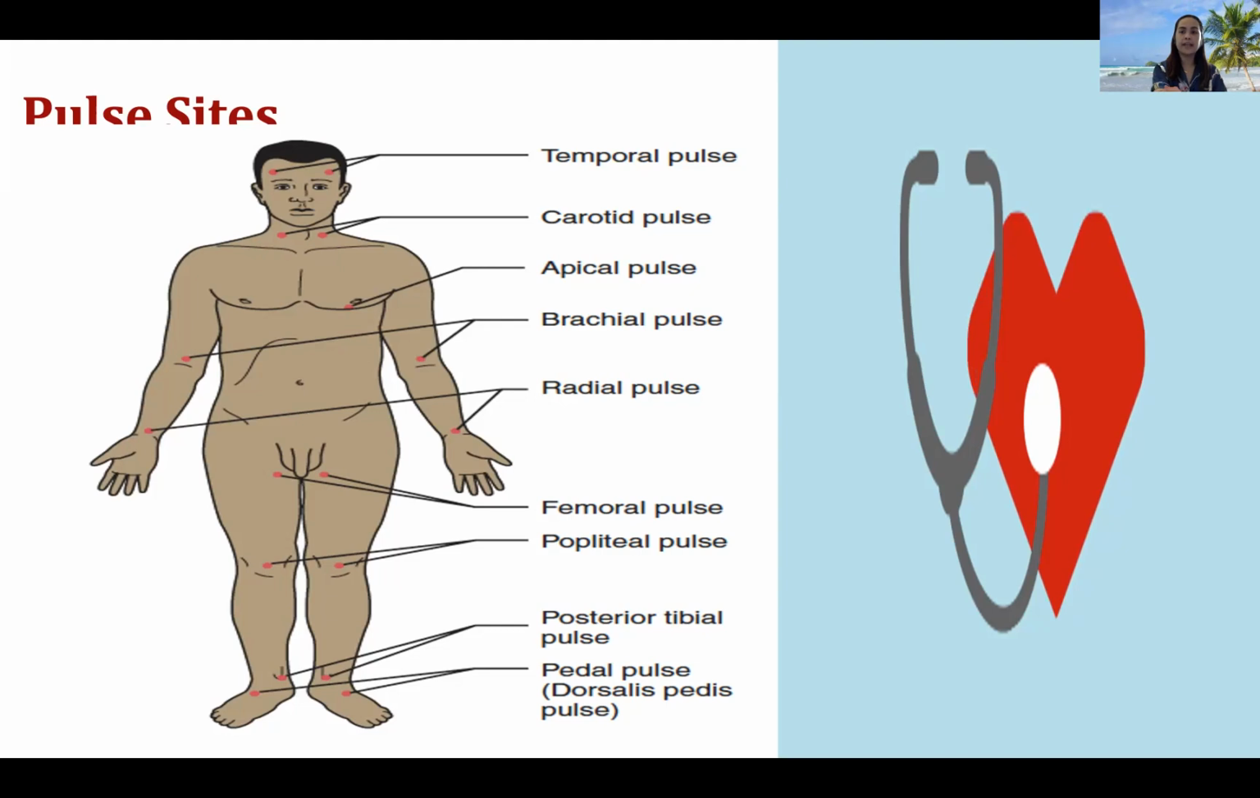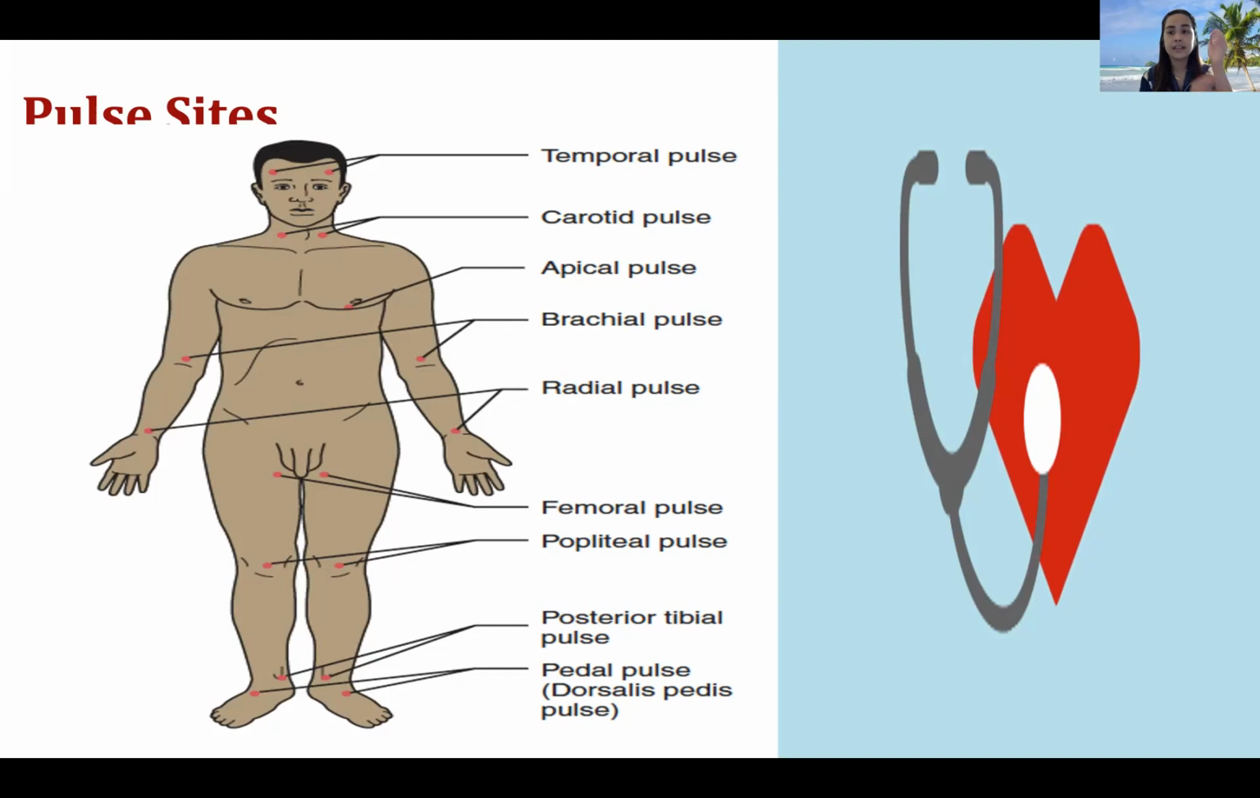Next is your brachial pulse. Your brachial pulse is located in your arm. This is your arm, this is your forearm. It is located on the medial aspect, the middle of the arm. It is very important to check this during infant BLS.